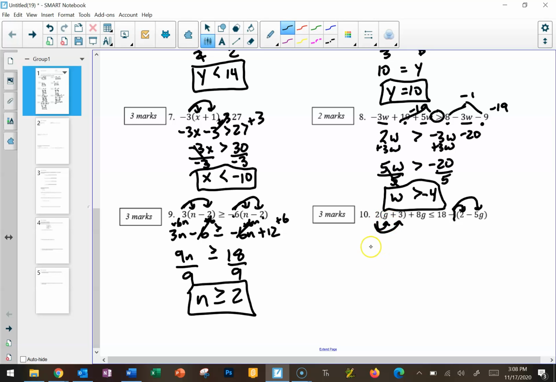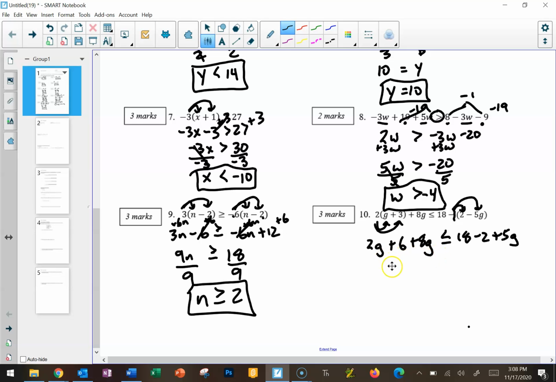Okay, so let's start at the front here. 2 times g is 2g, and then 2 times 3 is positive 6, plus our 8g, nothing changes there. Less than or equal to 18, nothing changes, and now this is where we've got to distribute, right? So -1 times 2 is a -2, and then a -5g times a -1 is going to be a positive 5g. Now let's just keep working on getting our variables on the left side and our constants on the right side.